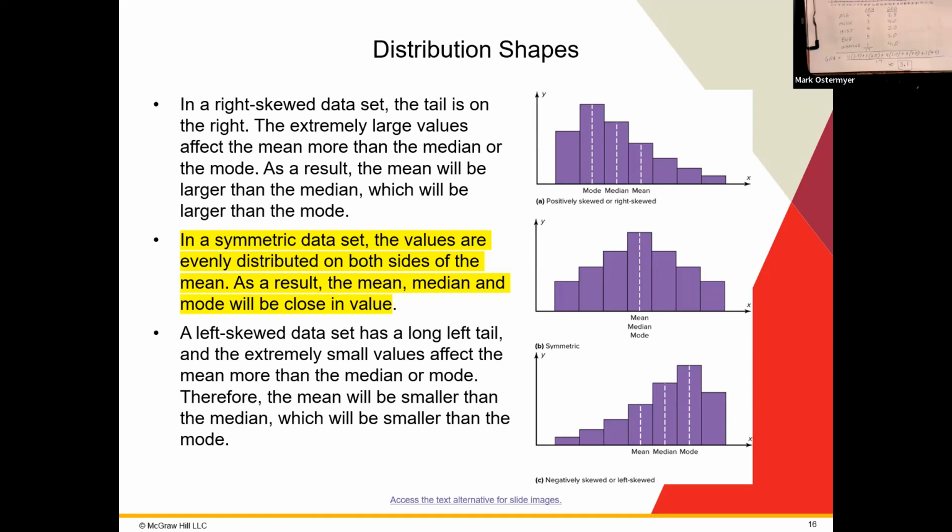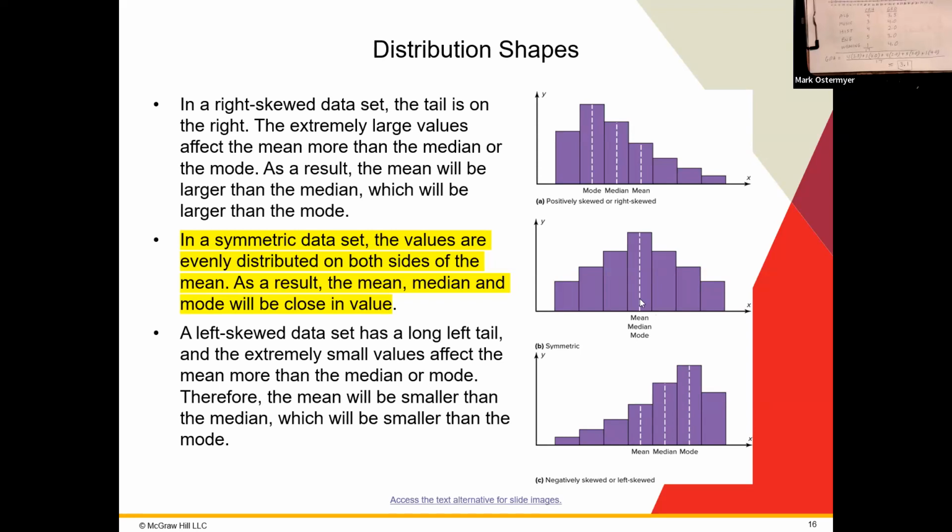The mode would be the numeric value on the left, and the median would be the numeric value in between the mode and the mean. If your data set is symmetric and bell-shaped, like this middle histogram indicates, it's a well-known fact that your mean, median, and mode are all very close to being equal to each other. They may not be exactly equal, but they're extremely close to being equivalent.